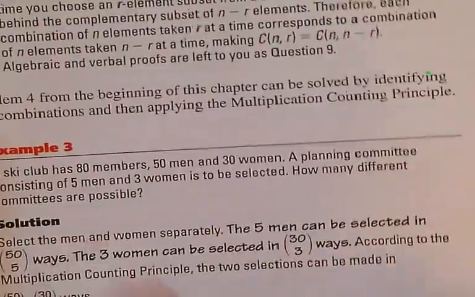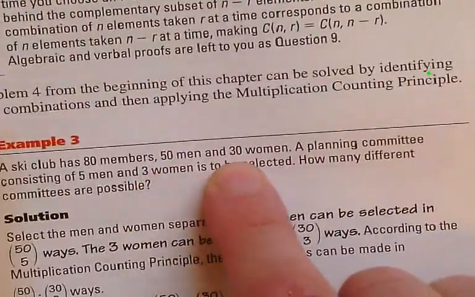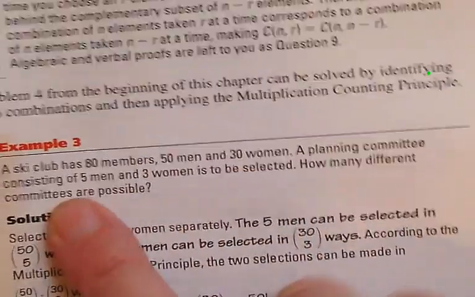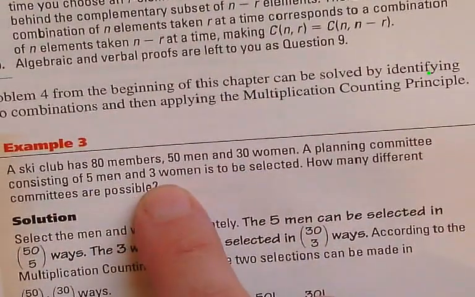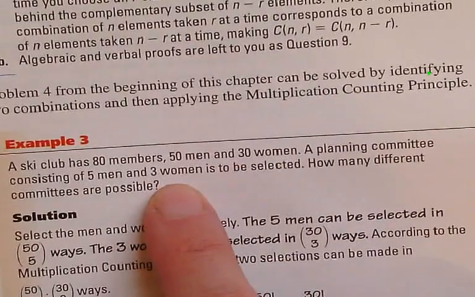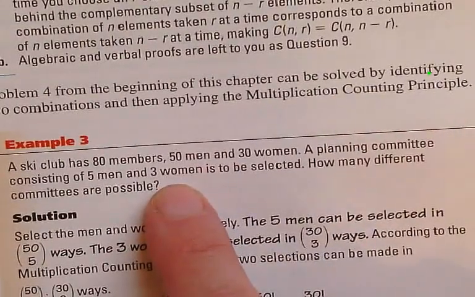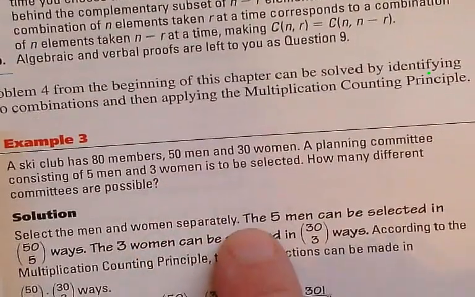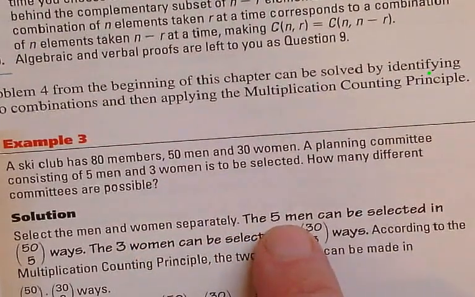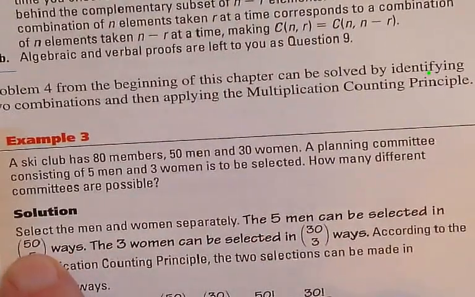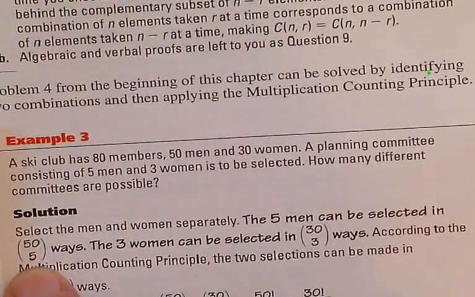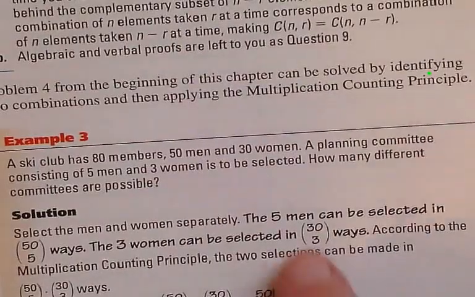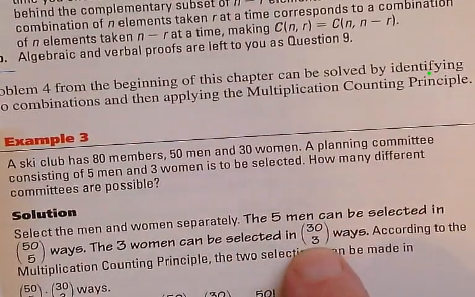Okay, here we go. The ski club has 80 members, 50 men and 30 women. A planning committee consists of 5 men and 3 women, right? Now a committee, it doesn't matter what order they're in, right? So we have to choose the 5 men separately. So that would be 50 choose 5. And then the 3 women also chosen separately.